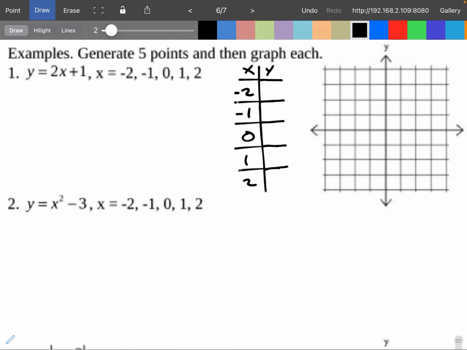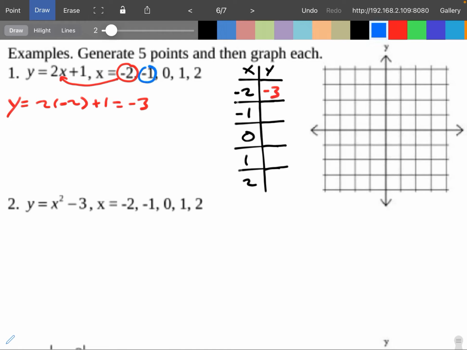All right. So here we go. What you're going to do is take the -2 and plug it in right there for x. So that would look like y equals 2 times -2 plus 1. So 2 times -2 is -4. -4 plus 1 is what? -3. Good. So that's a -3. That's the y value for that x value.